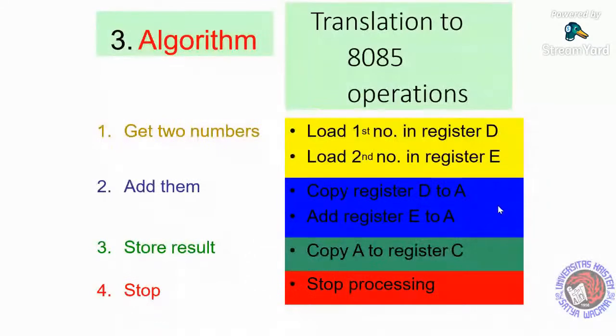For example, get two numbers. Load the first number into register D, sorry. Load the second number into register E, and then add them and then store the result. Because the result is automatically stored in the accumulator, after that, if you want to store it in register C, move the accumulator to register C. Then halt or stop the program.